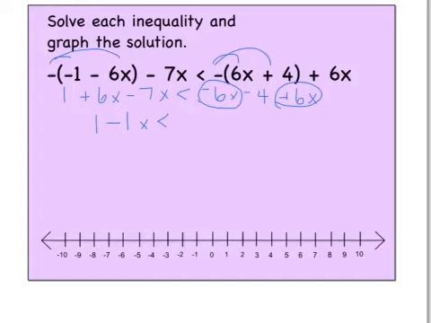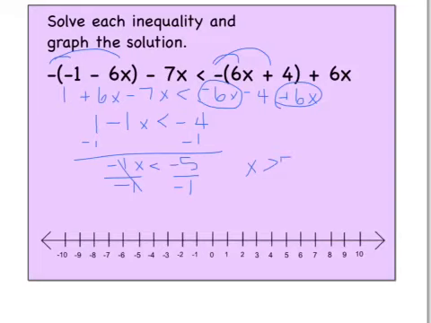out because they're 0. So negative 4, subtract 1 from each side, we get negative 1x is less than negative 5. Divide by negative 1, which means we have to switch our sign. So x is greater than 5. Put an open circle at 5 and shade to the right.